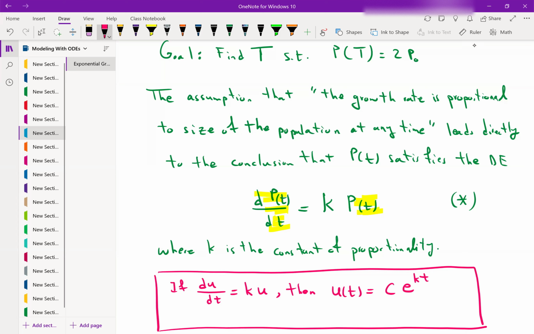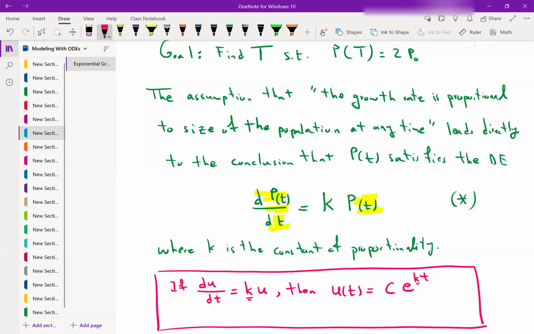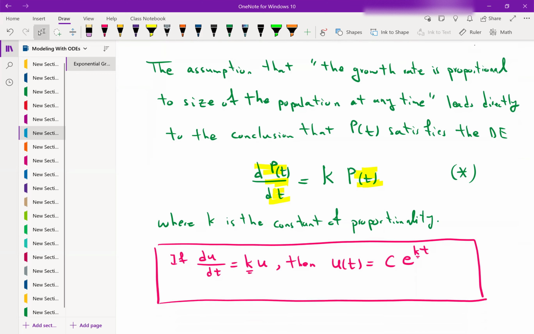This is the general solution to the differential equation. C is an arbitrary constant. K is the constant of proportionality that you see here. So the solution is exponential. You can use the method that we had for solving separable equations to arrive at this result. But for this particular simple equation, it's good to memorize the solution.